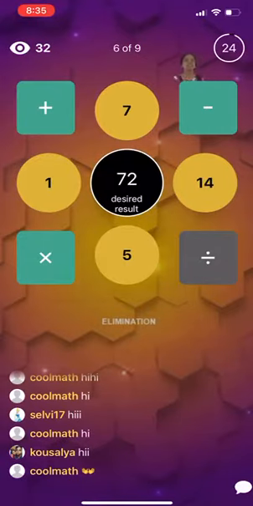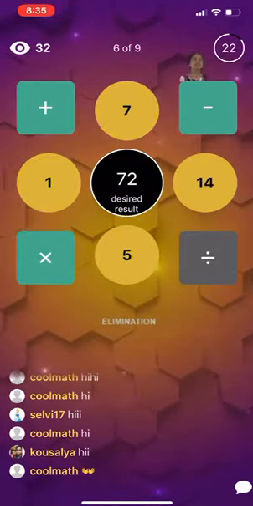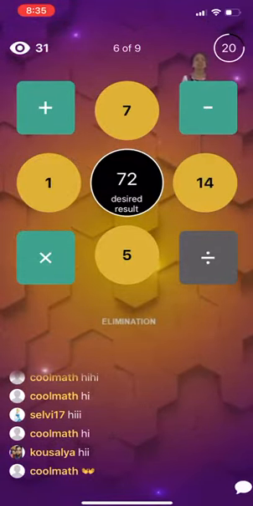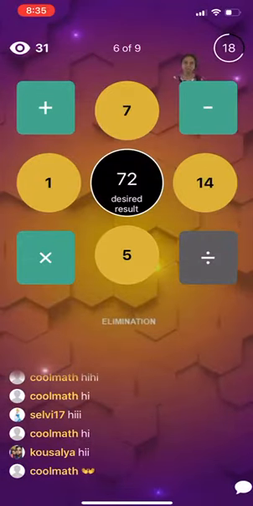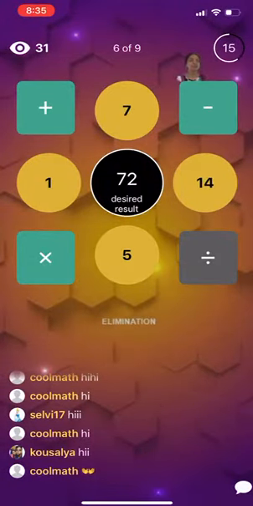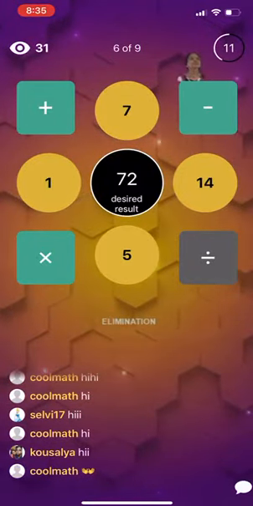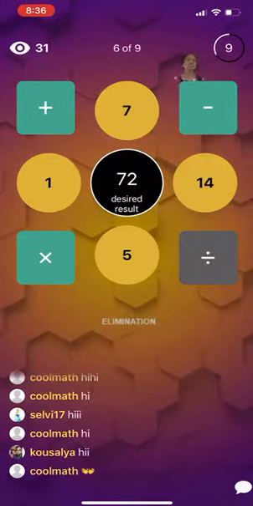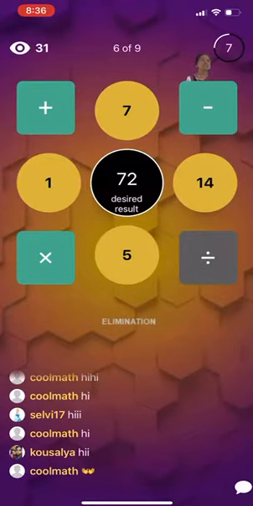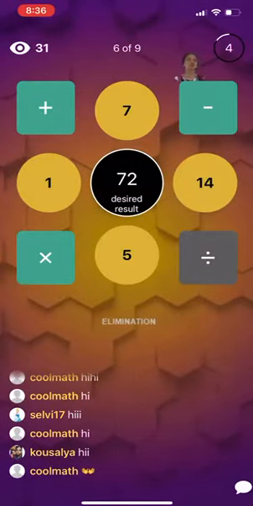The desired result is 72. The given numbers are 7, 1, 14 and 5. The given operators are plus, minus and multiplication. It has 10 possible solutions. So 72 is there. Multiplication is a must in this one.